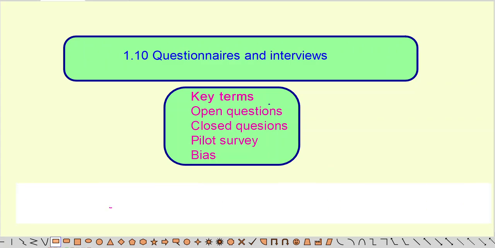Before you begin this lesson, could you please pause and review your flashcards? There is no point moving forward if we're forgetting anything we've done previously. Right, once you've done that, then we're now on to questionnaires and interviews.